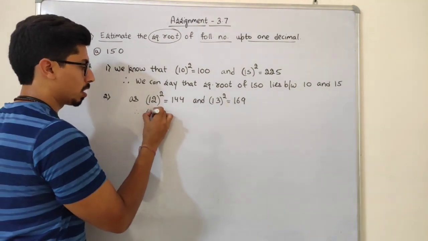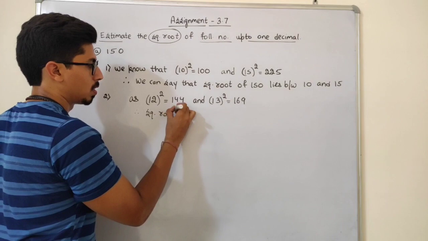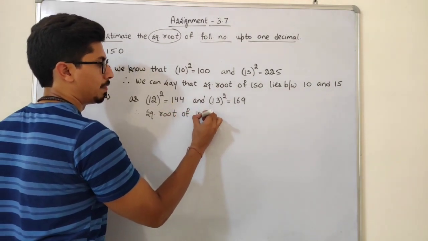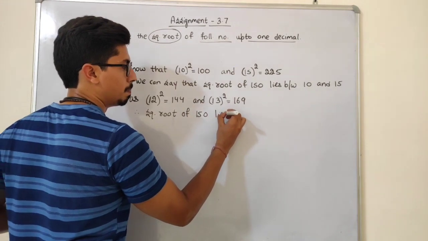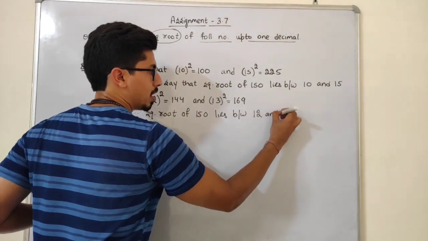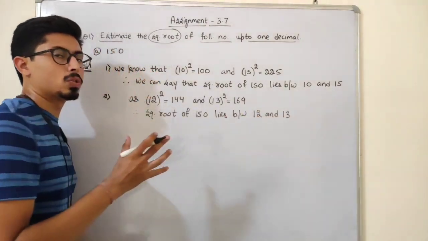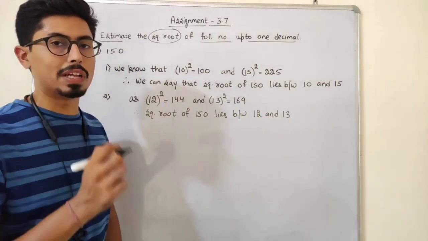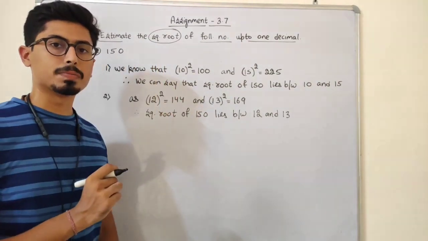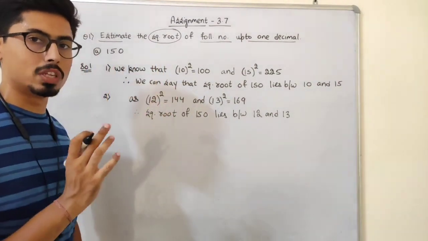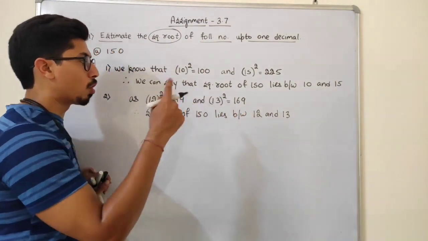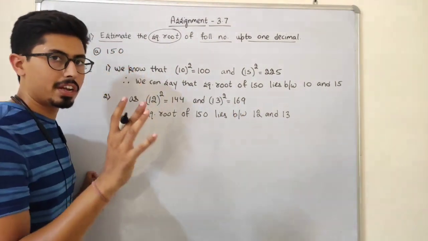Therefore the square root of 150 lies between 12 and 13. In these questions we have to do only one thing: move closer and closer to the required number. We know that 12 squared is 144, so this number is somewhere near it.